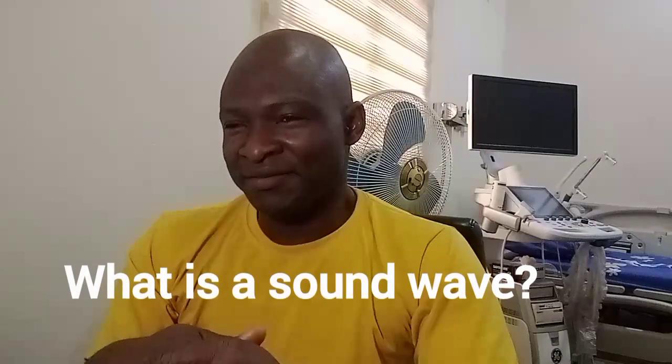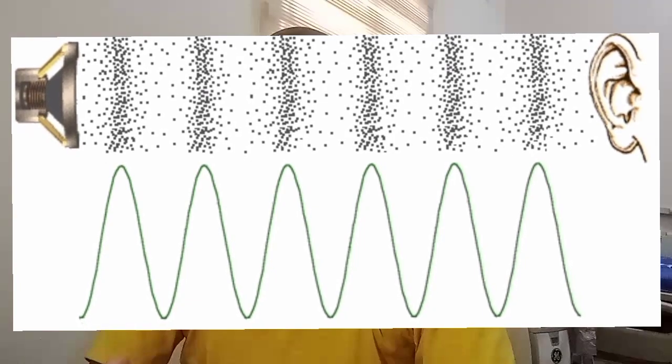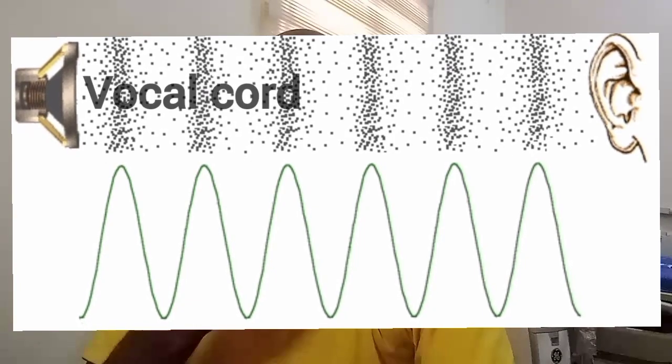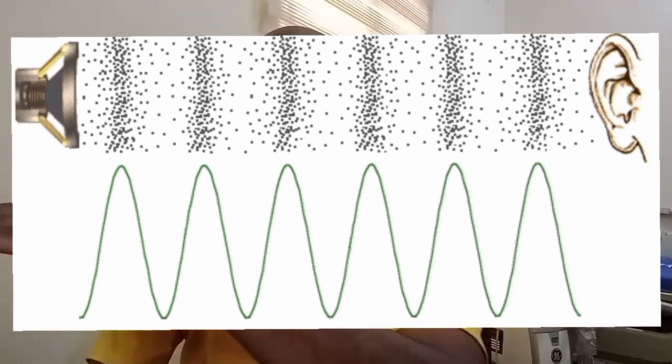Today we're going to be dealing with sound and sound wave parameters. So what is a sound wave? Now, we already know that sound is a mechanical process that is caused by a vibrating source. An example of such a vibrating source is a vocal cord or a guitar. Sound is a type of mechanical pressure wave that travels longitudinally in air. And the frequency of a sound wave is the number of vibrations that occur in 1 second.